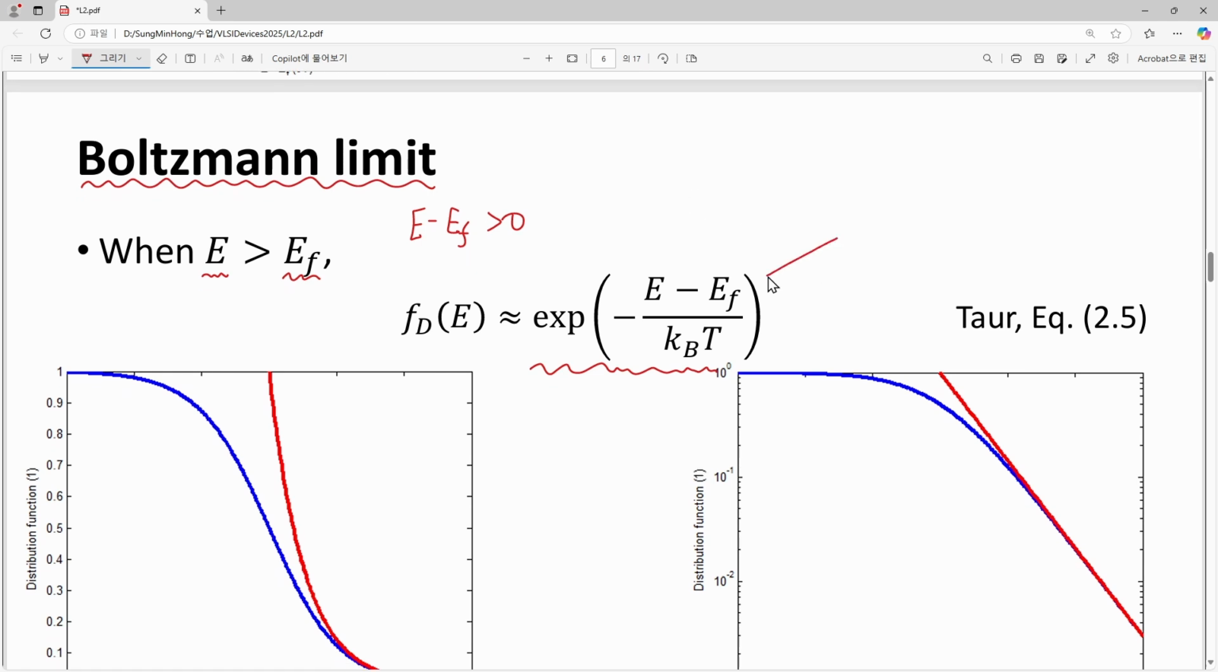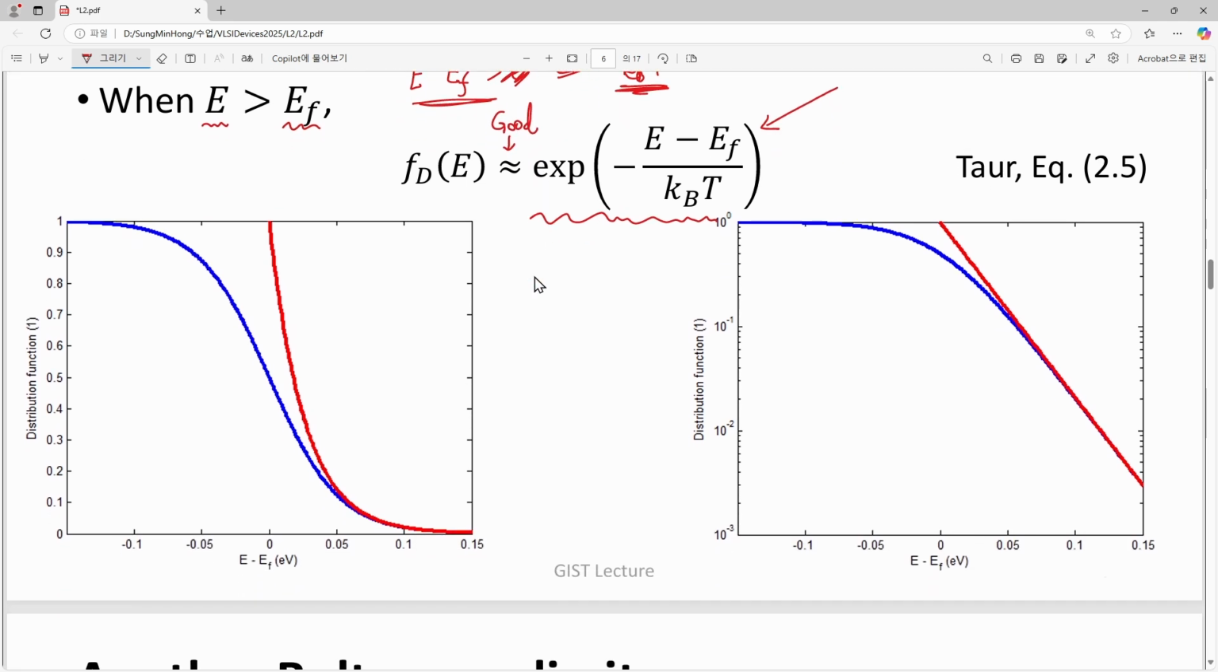Then we will have just an exponentially decaying function as an approximate form of Fermi-Dirac distribution. I'm not saying that this is always correct, but when we have the energy level 3 times or sufficiently larger than kBT, then this can be a good enough approximation for the Fermi-Dirac distribution function. Here you can see this one. This is the correct Fermi-Dirac distribution function. And this is the approximate form.